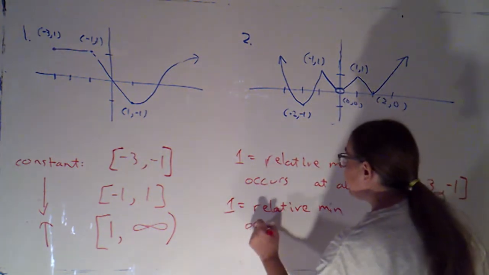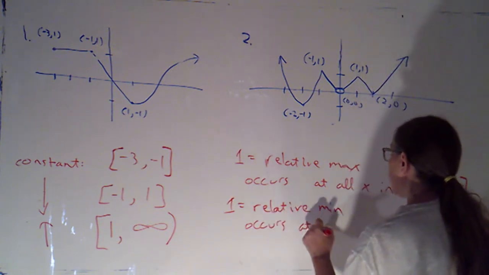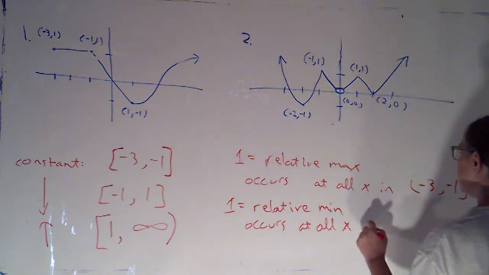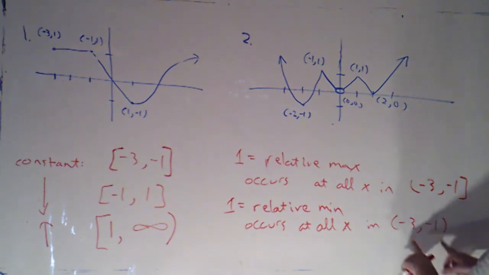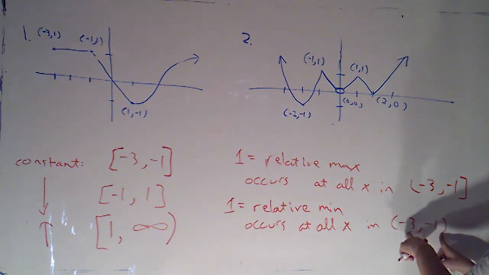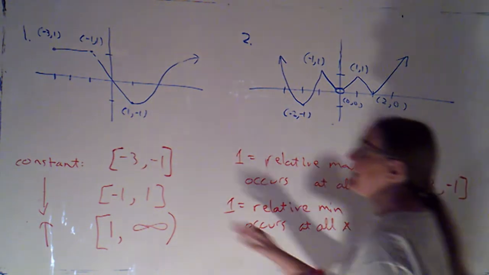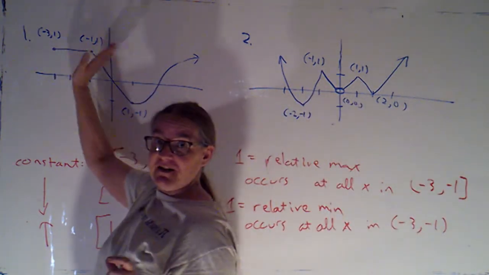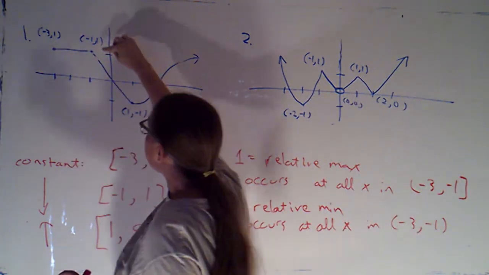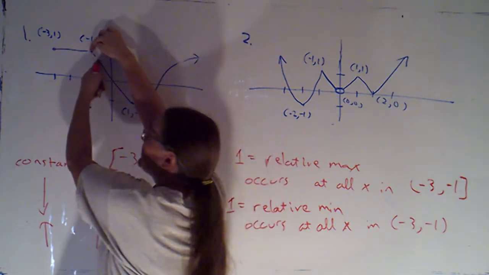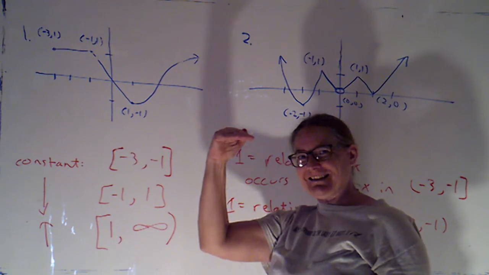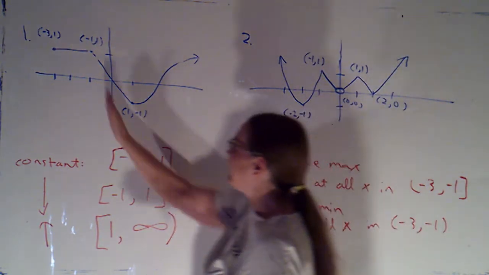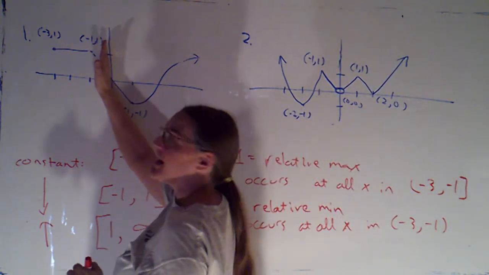And the relative min occurs at all x in the interval from -3 to -1. But this time I'm not including either endpoint. I can't include this endpoint because the function isn't defined to the left. I can't include -1 because if I look a little to the right, I do see things that are lower, so that 1 isn't the lowest value in any interval that goes to the right of -1.